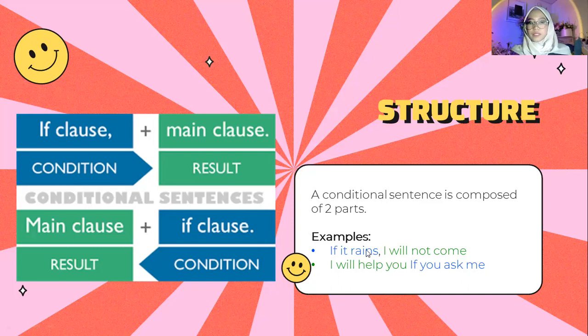Look at the examples. If it rains, I will not come. This is structure number 1. If we use this example for structure 2, it will be, I will not come if it rains. Another example, I will help you if you ask me. This is the second structure. If we use the first structure, it will be, if you ask me, I will help you.